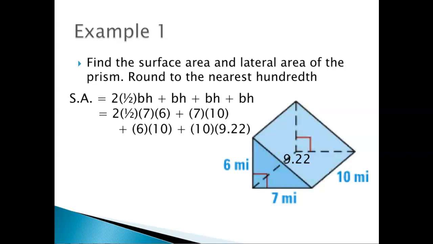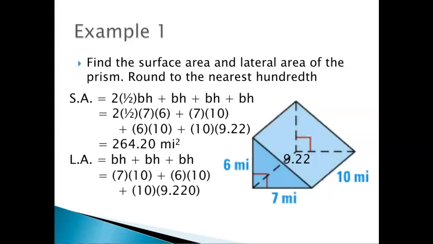So finding all of these areas and adding them together, we get 264.20 square miles. It did say to round to the nearest hundredth, so you want to make sure you're giving 2 decimal places. Now for the lateral area, that's everything other than the bases. So this is just the three rectangles. So 7 times 10, 6 times 10, and 10 times 9.22. Adding those up together, we get 222.20 square miles.